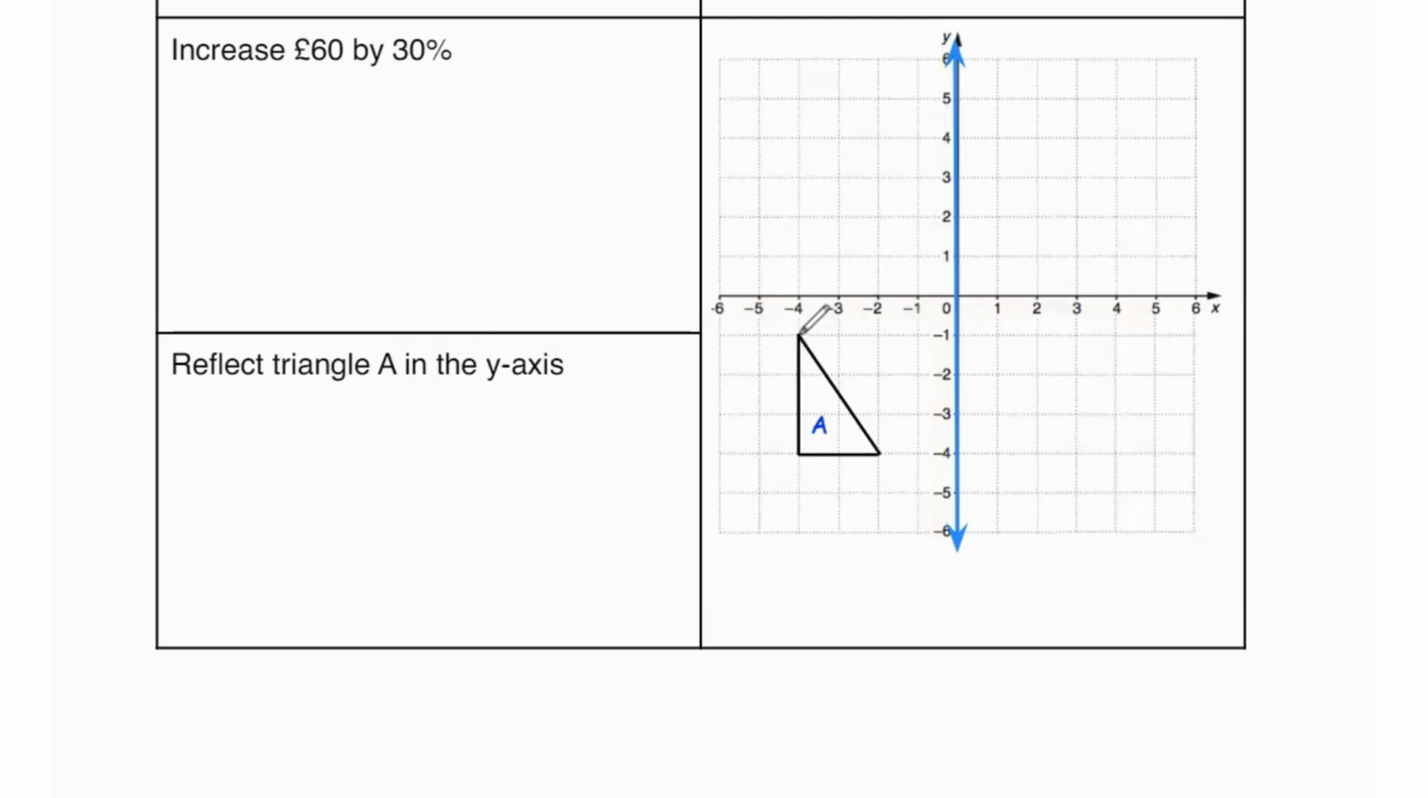So if we pick this point, it is 4 units away from the y-axis. So it's going to be 4 units away from the y-axis on the right-hand side as well. Same goes for this. And this one is 2 units away. So that's going to come over here. So now if we join these points, we have the reflection of triangle A in the y-axis. And that's your answer.